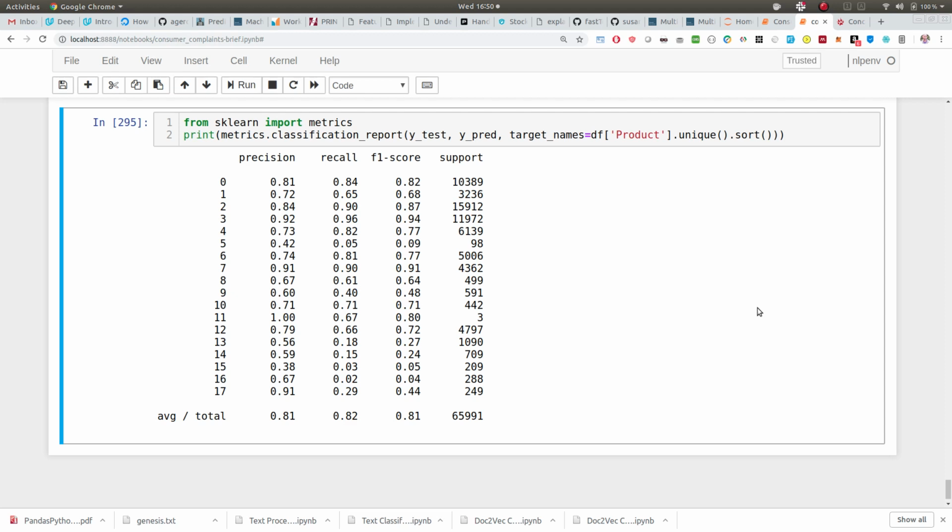The F1 score, also known as F-score or F-measure, is a helpful metric for comparing two classifiers. F1 score takes into account precision and recall. It's created by finding the harmonic mean of precision and recall. Finally, support is the number of samples of the true response that lie in that class.